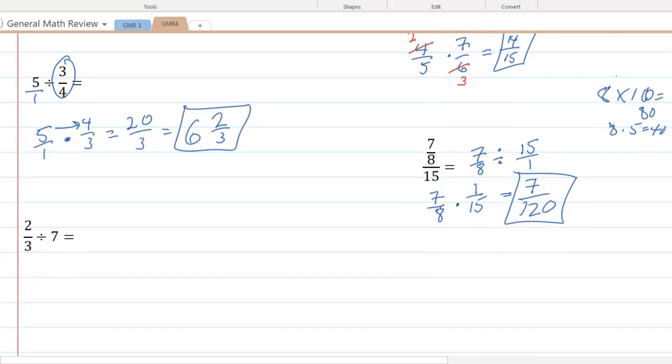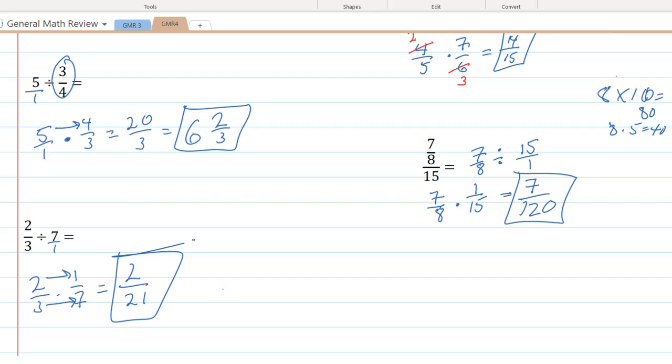I have one last problem for you here. 7 over nothing. No, it's invisible. 7 over 1. Invert and multiply. 2/3 times 1 over 7 gives me 2 times 1 is 2. 3 times 7 is 21. Remember, we never, ever divide fractions. We always invert and multiply.